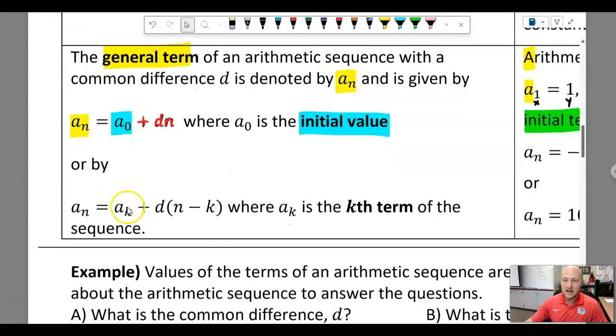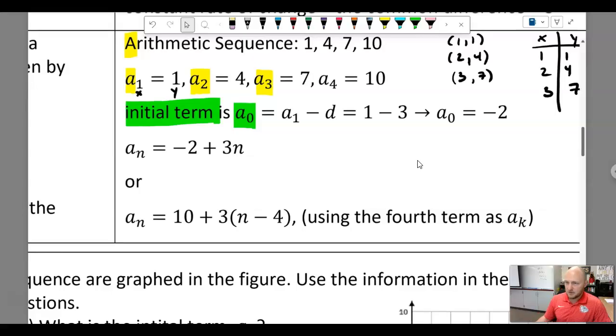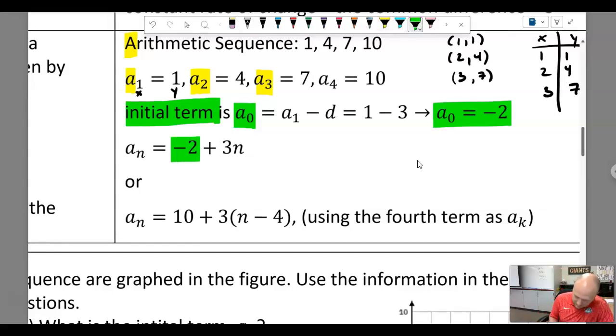We can use the kth term, a sub k, and all we do is we just subtract that k value from n. Okay, and again, I'll show you an example when we look over here. So in this case, our initial term was negative 2. So I start at negative 2, and if I want to find any term, I'm just going to add 3. This is my common difference, right? We were adding 3 n times, right?